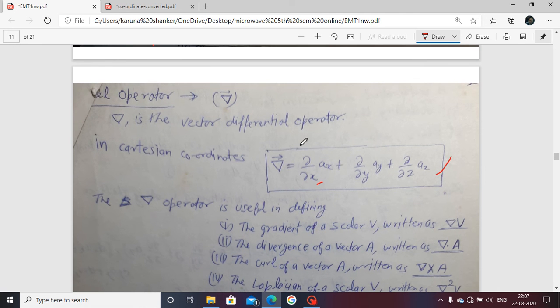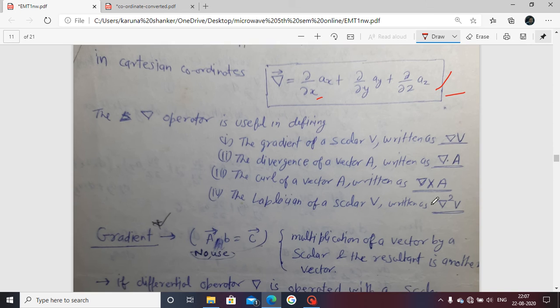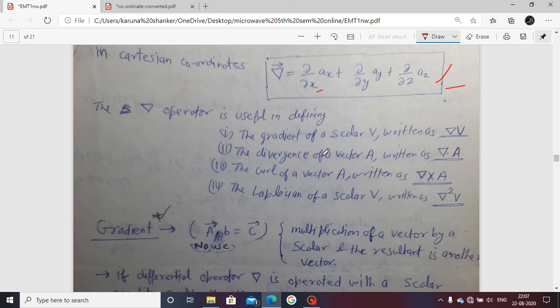The del operator is the mathematical operator in Cartesian coordinates represented by this form. By using the del operator, you define the gradient of a scalar, the divergence of a vector, or the curl of a vector. Means by using the del operator, you define the gradient, divergence, and curl, and also the Laplacian of a scalar.